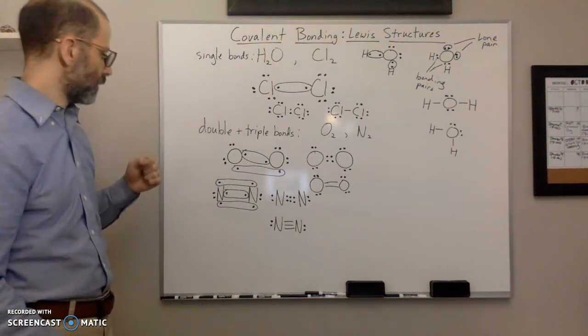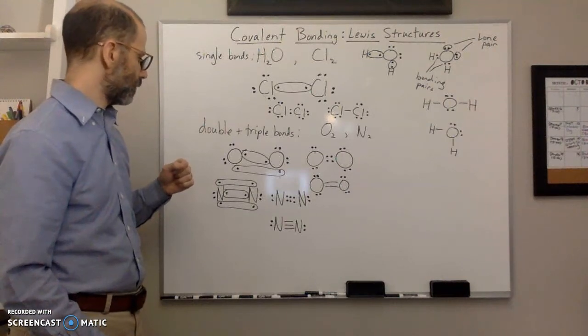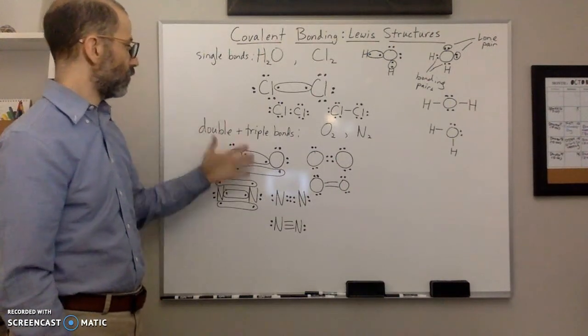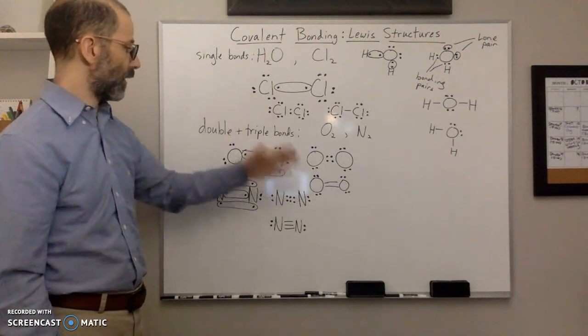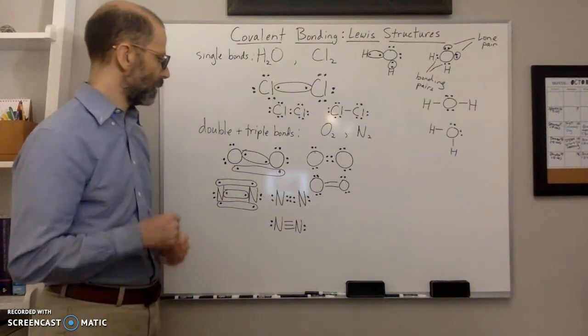There's something else I wanted to say before I end. Okay, so this is your triple bonds and your single bonds and your double bonds. These are the way you write the Lewis dot structures.